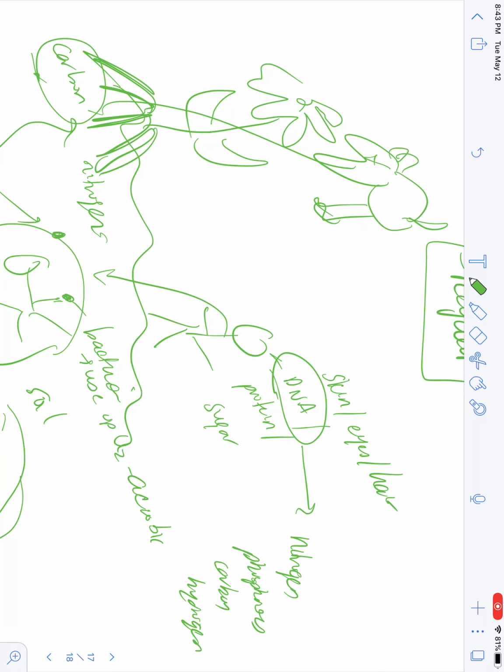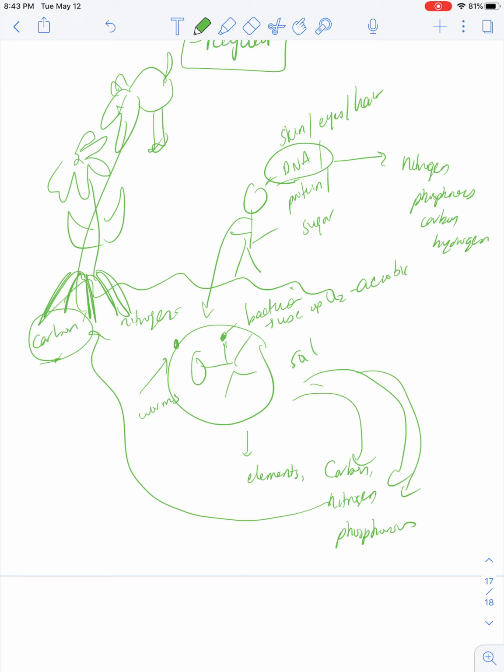It's really important that matter is recycled because if it wasn't, imagine you were dead and you weren't broken down, and you stayed in the soil dead. Well, imagine all the dead things that would pile up in the soil over the years. The earth would basically be uninhabitable because of all the living things that would have died and piled up because we didn't recycle it.